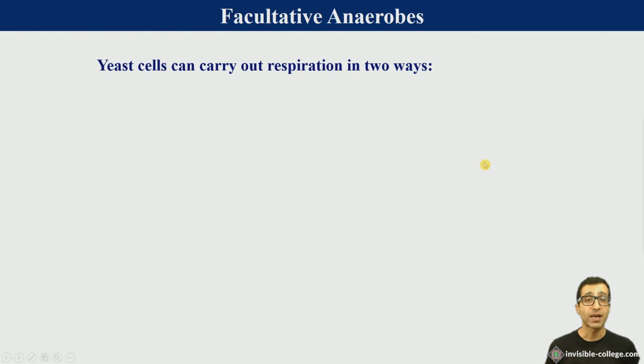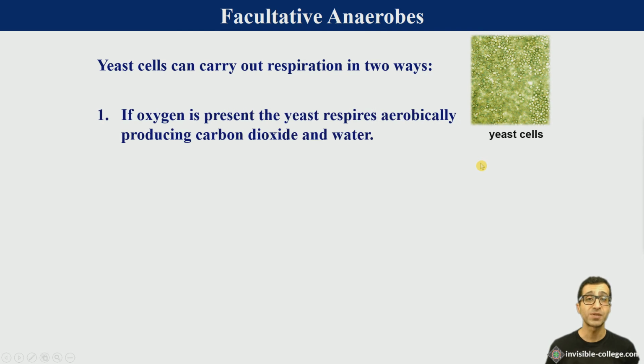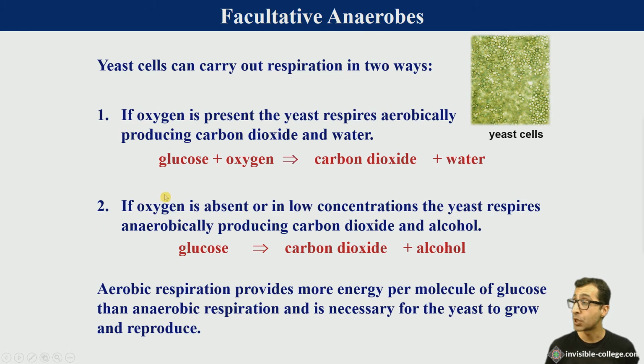So yeast cells can carry out respiration in 2 ways, either aerobic or anaerobic, because as we said before, they are facultative anaerobes. If oxygen is present, then they respire aerobically. If oxygen is absent or in low concentration, it respires anaerobically, and in so doing produces carbon dioxide and alcohol. Now anaerobic respiration provides less energy per unit of glucose than aerobic respiration, and again aerobic respiration is so much more effective at producing ATP that in fact the yeast requires aerobic conditions in order to grow and reproduce, even though it can operate under anaerobic conditions.